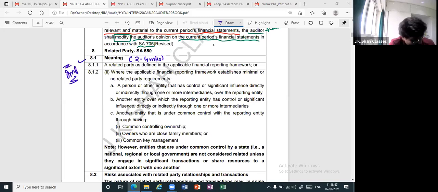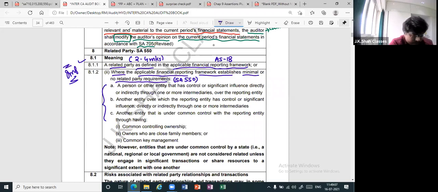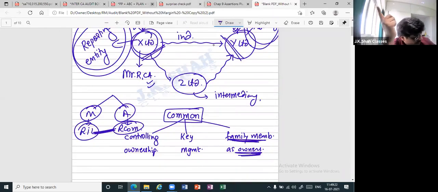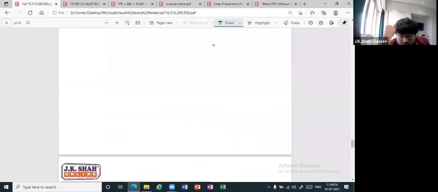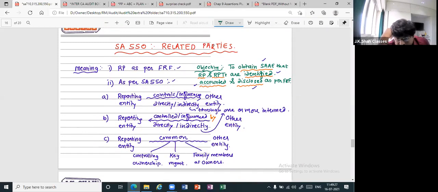Okay, firstly, related party as it is defined in the applicable FRF. So I told you that is the meaning definitely. Or where the FRF establishes minimum or no related party requirements, what is not told by FRF is told by SA 550. Then as per SA 550, what is it? Then 3 things. A person or other entity that has control or significant influence, directly or indirectly through one or more intermediaries, over the reporting entity. So can you tell me in my chart, where did it go here? In this chart, you are talking about which one? I just read out. A, B, or C?